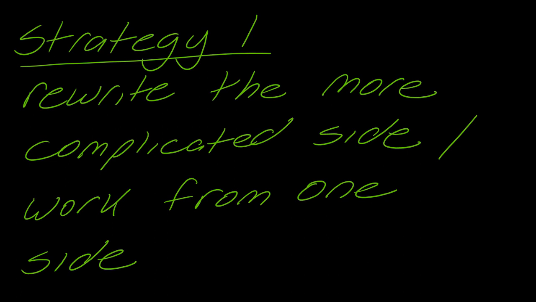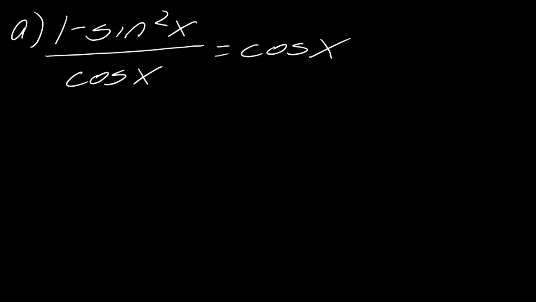And so as I go through, I'm just going to show you a bunch of examples in this video, along with some strategies to help verify identities. So let's start with the first strategy. The first strategy would be just to rewrite the more complicated side, i.e. work from one side. So the directions for all of these will be to verify, and I'll show you how.